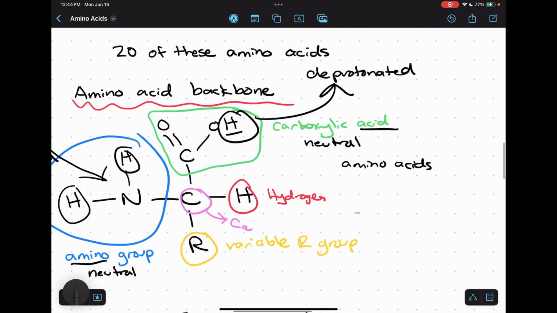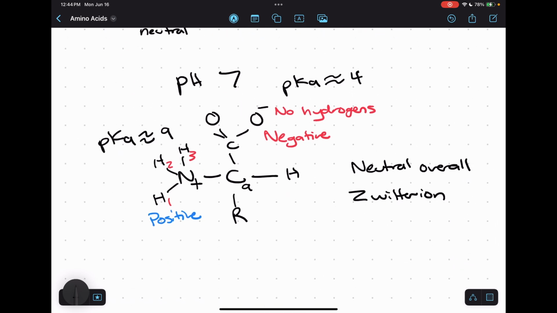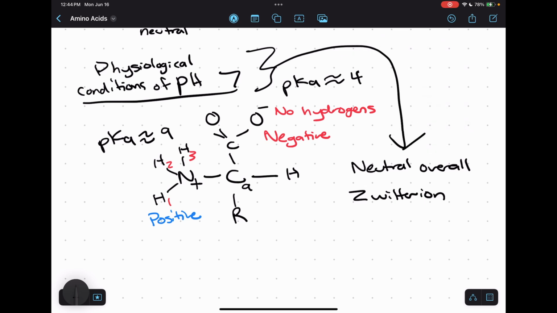And the inverse happens where once a substance, or really an acid in many cases, loses a hydrogen ion, it's going to be deprotonated. So again, at the neutral physiological conditions of pH 7, the proteinogenic amino acids are going to be neutral overall, with a positively charged amino group and a negatively charged carboxylic acid group. And this is referred to as the Zwitter ion.